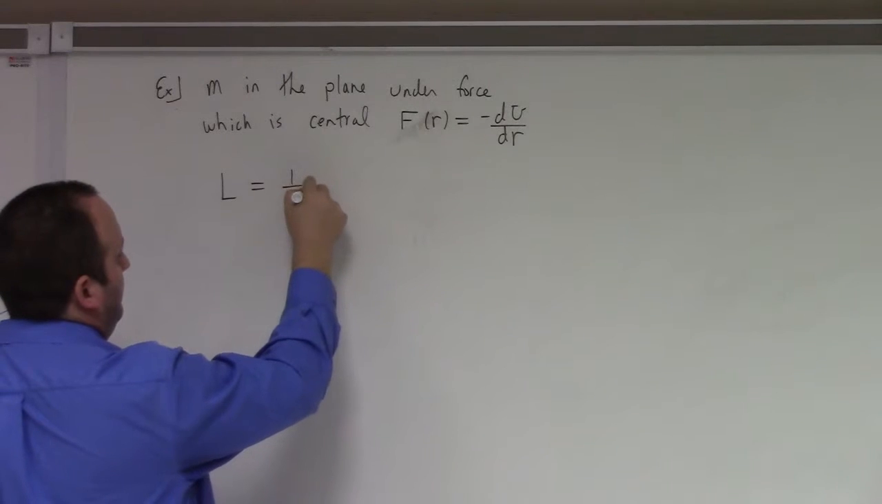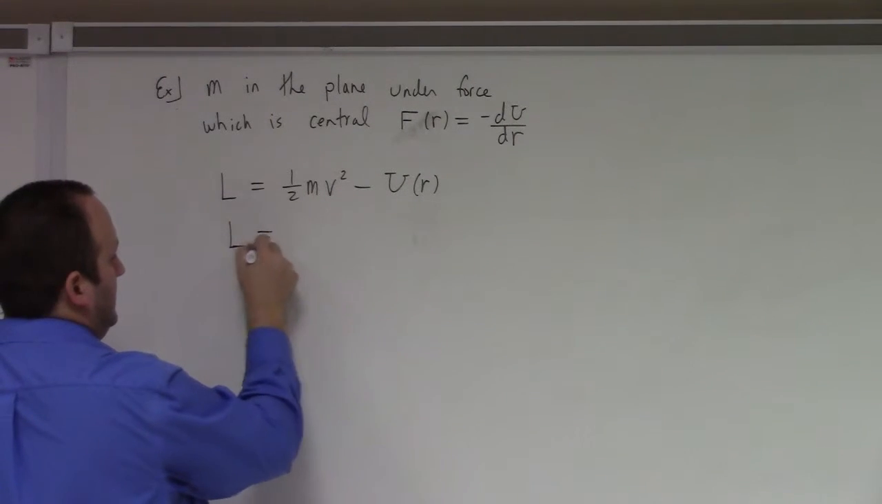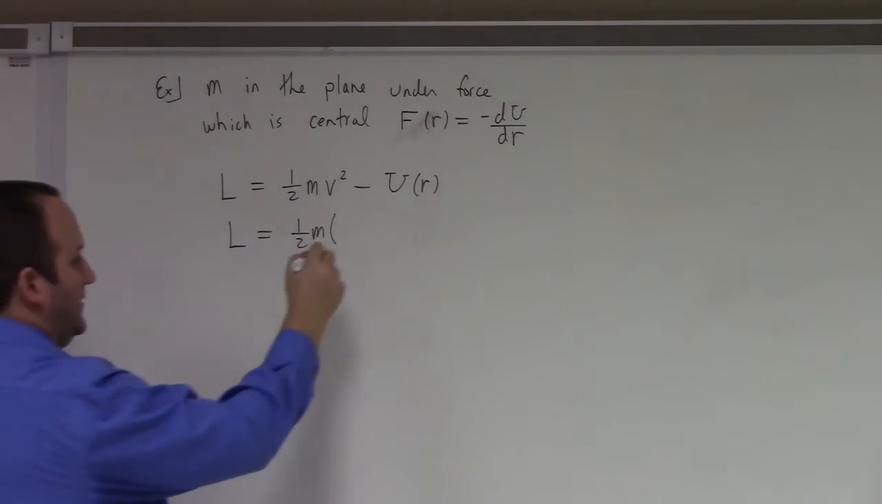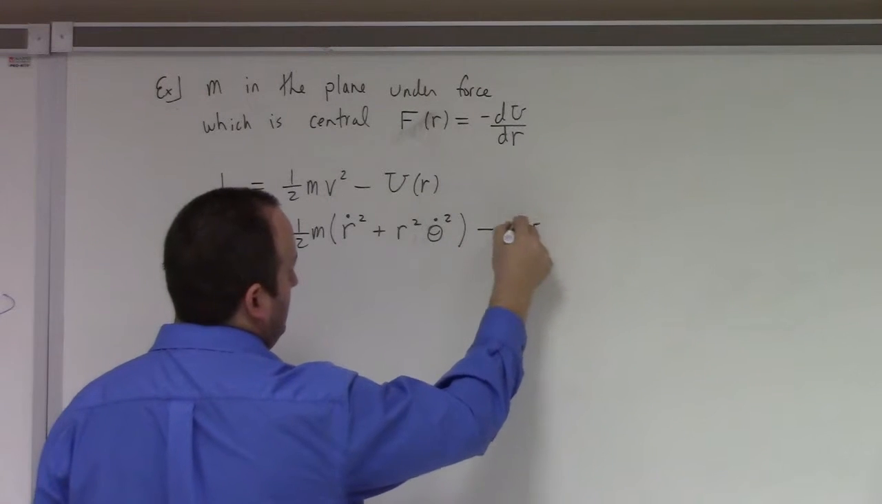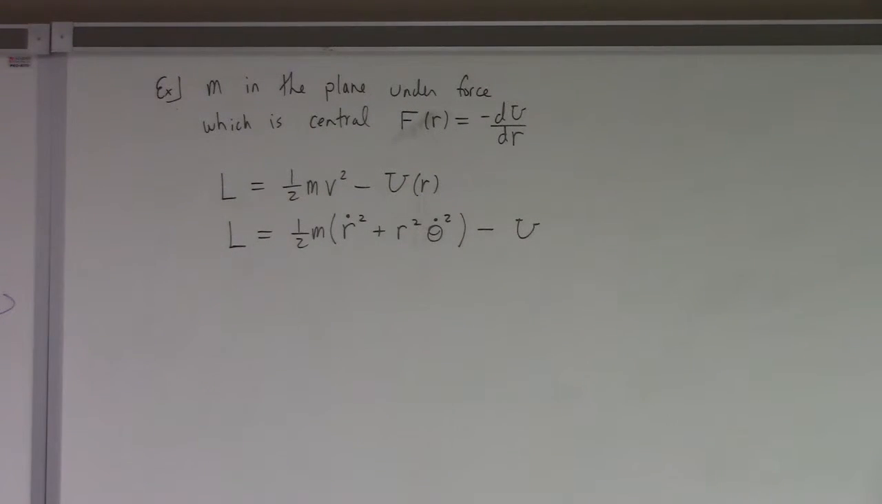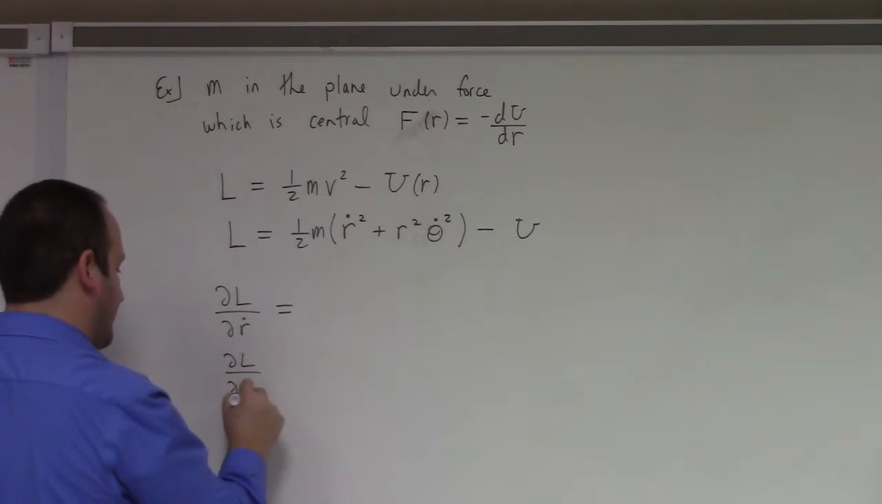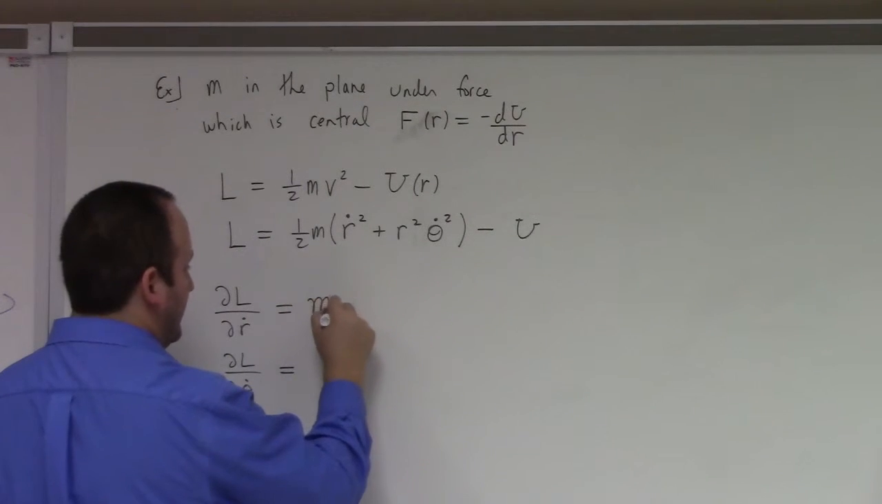Lagrangian is 1/2 m v squared minus U of r. But let's see here. What is that actually? Indeed, it's 1/2 m times r dot squared plus r squared theta dot squared, minus U. So then what are the other Lagrange equations? Well, before I get to that, what's partial L partial r dot? And what's partial L partial theta dot? Sorry if I'm in reruns. I might have said this last class.